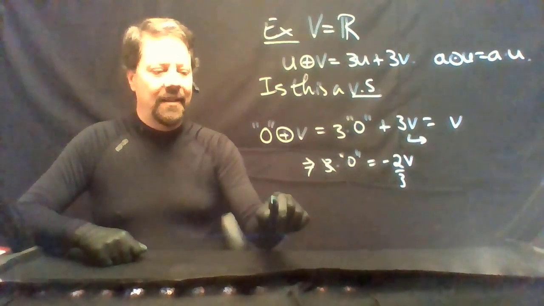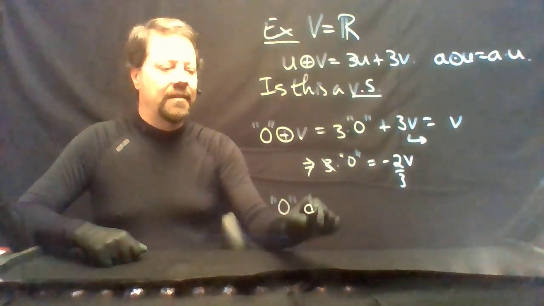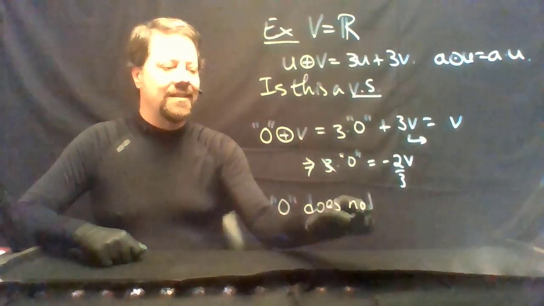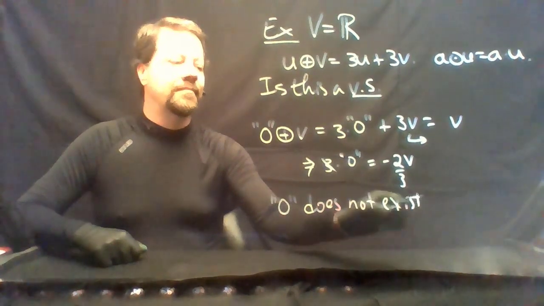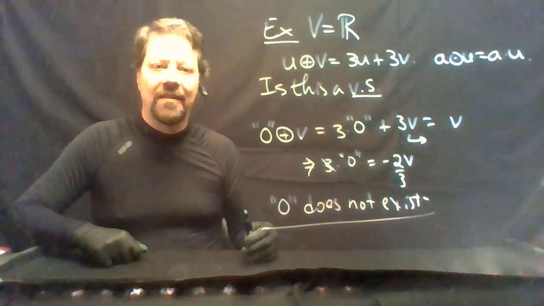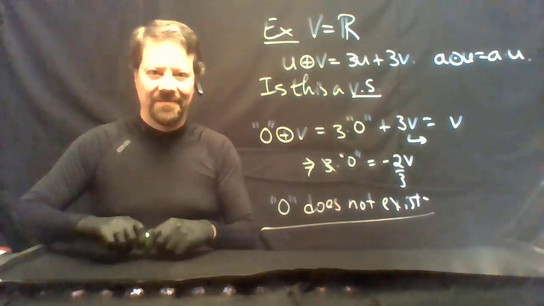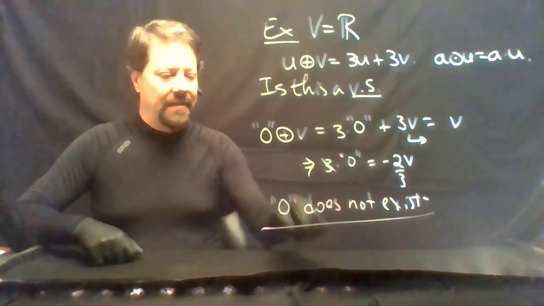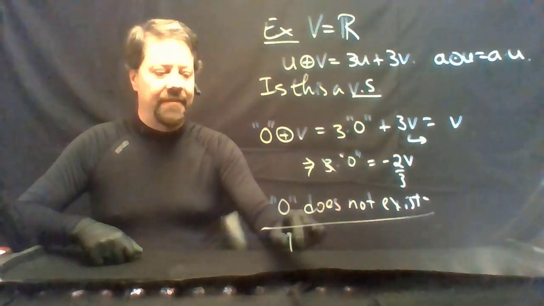So it looks like the 0 does not exist. There is nothing that behaves like a 0 for all real numbers. This means that we do not have a vector space.